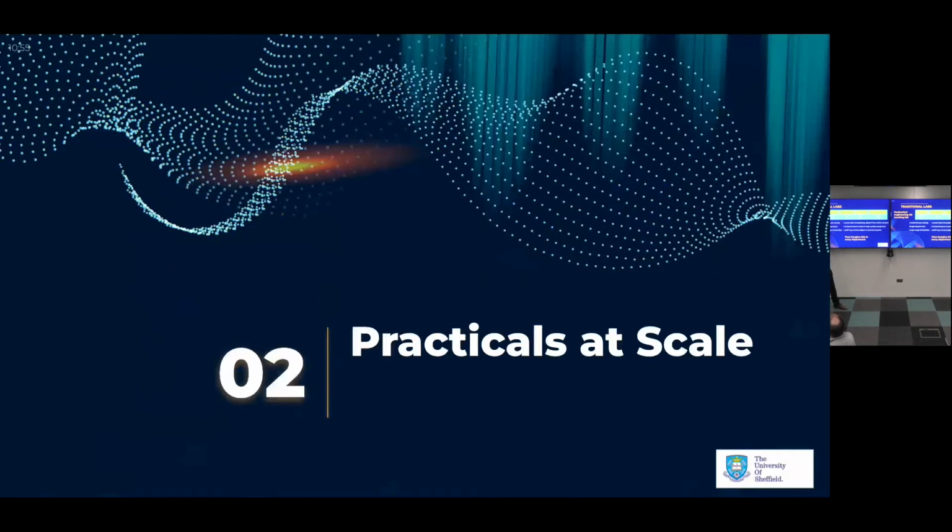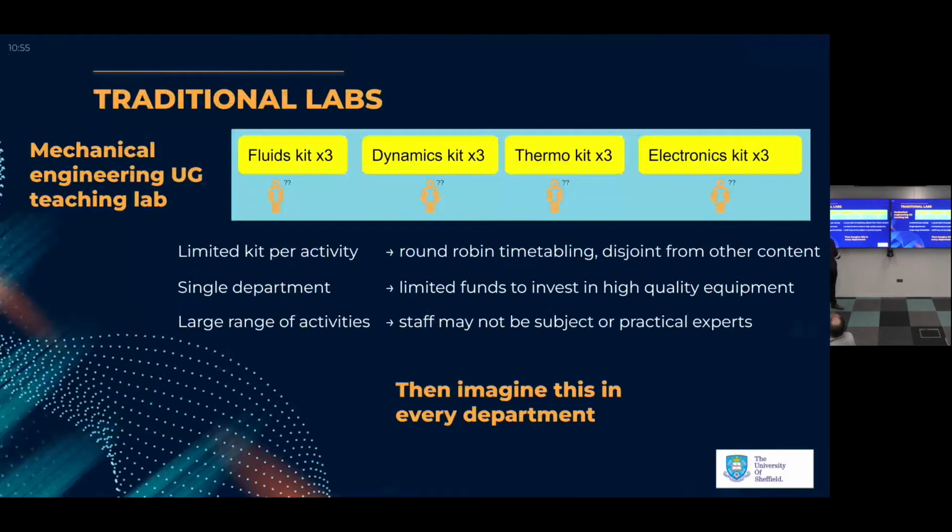Inside there, you might have 3 bits of kit for teaching fluids, some kind of network of pipes and pumps and things. You might have a handful of dynamics kit where you can do some load testing, thermo kit, boilers, condensers, etc., and some electronics in the corner, because even mechanical engineers need to know a little bit. But you've only got maybe 3 of each of these sets of things. They're not necessarily the best in the world because mechanical engineering does a little bit of everything.